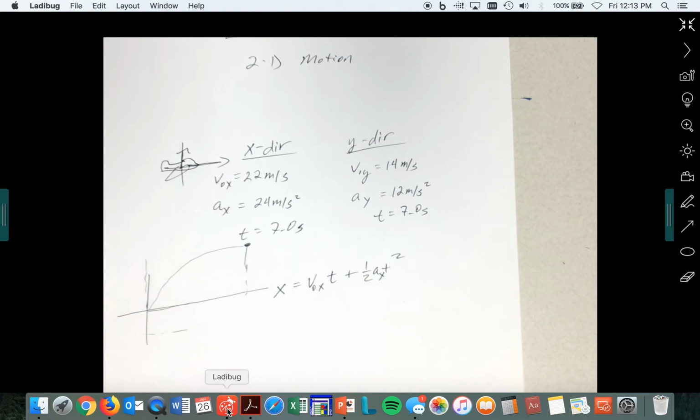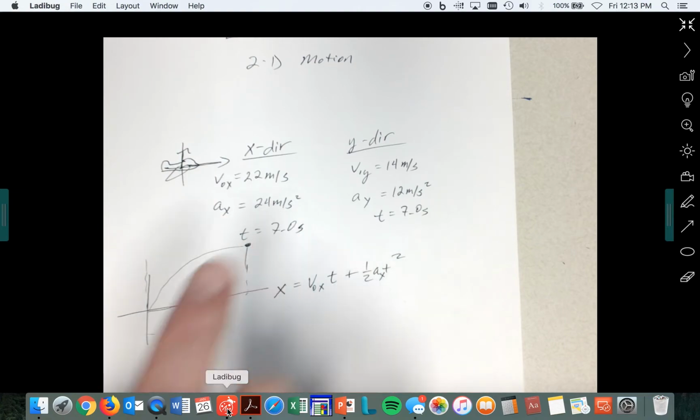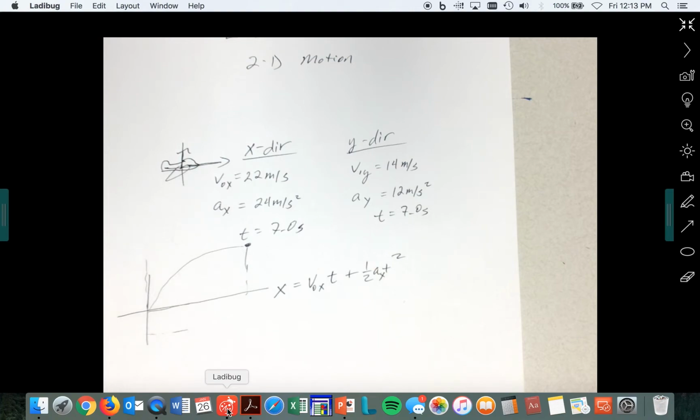That's its x position. So we're going to take 22 times 7 plus 0.5 times 24, times 7 squared. That's 742 meters.